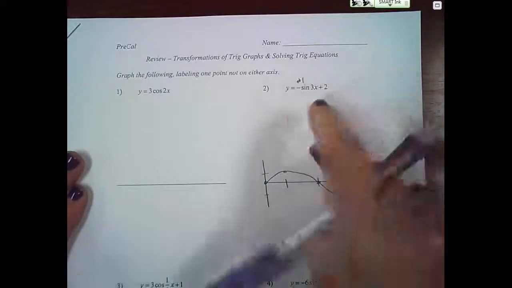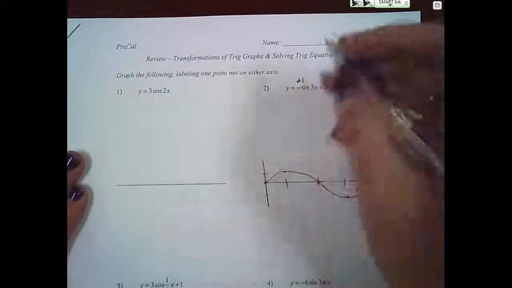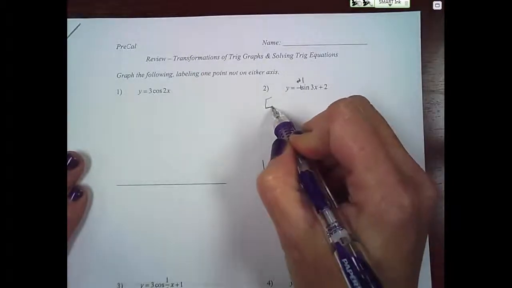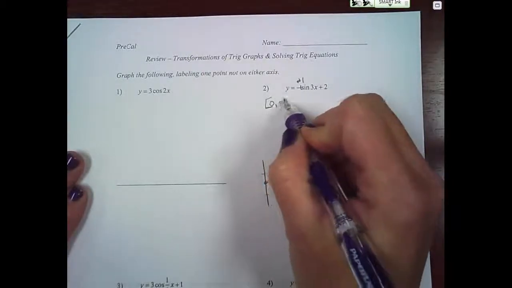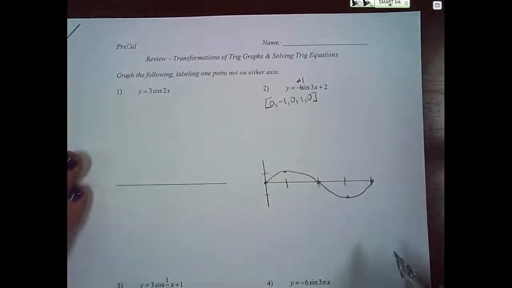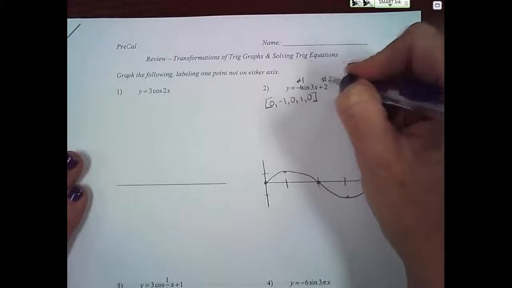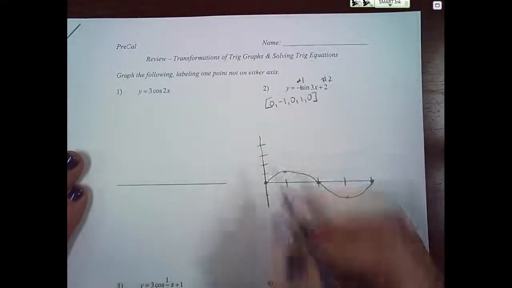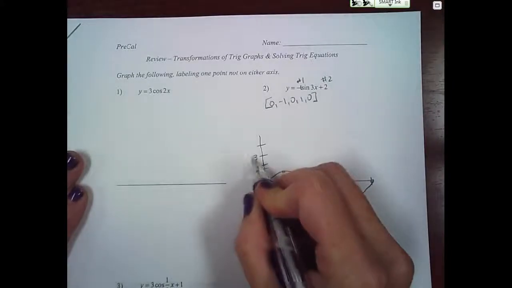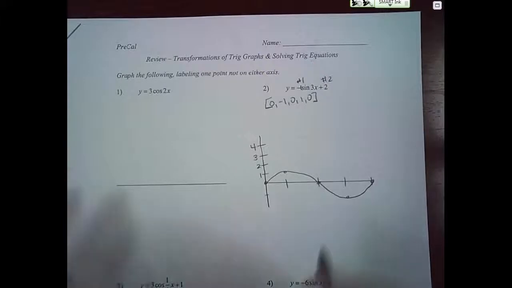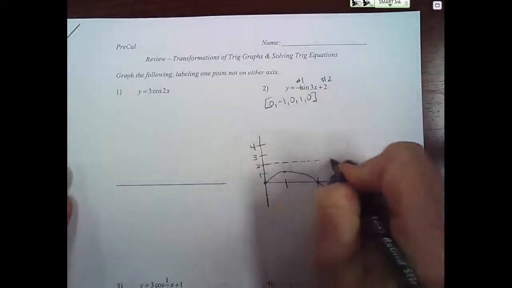So step number 1, it tells you a negative, there's like a little -1 there. You're going to flip it. So your new amplitudes would be 0, -1, 0, 1, and 0. Okay. Step 2 is here. You're going to go up 2. Okay. So I'm going to go ahead and use a few marks here and label them so that when I get ready to name my points, I'm good to go. And I want to go up 2. So my new axis is here.